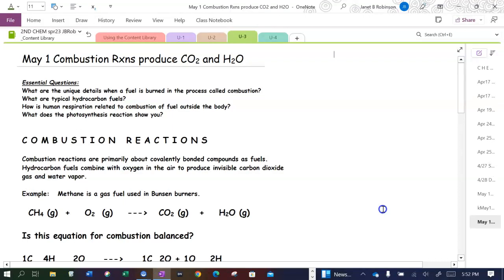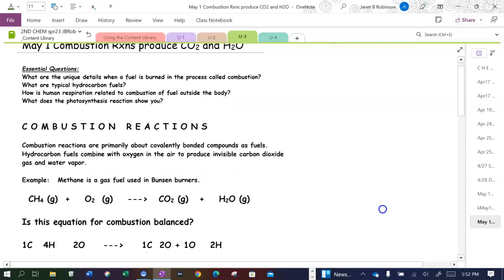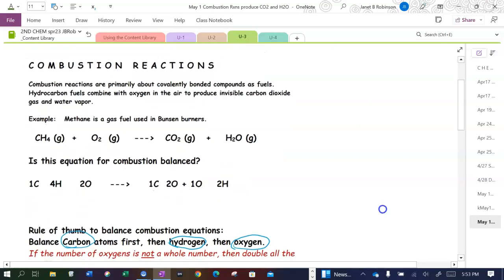All right, so the essential questions are: what are the unique details when a fuel is burned in the process called combustion? What are typical hydrocarbon fuels? How is human respiration related to combustion of fuel outside the body? And what does the photosynthesis reaction show you?